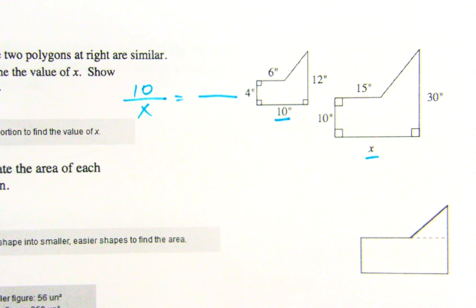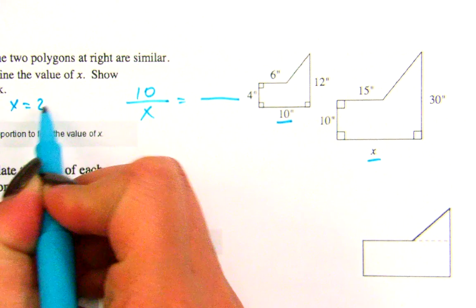If you are doing it correctly, you should get, let me see where my answer key is, because I forgot what the actual answer was for this one. You should get x equals 25 if you're doing this correctly.